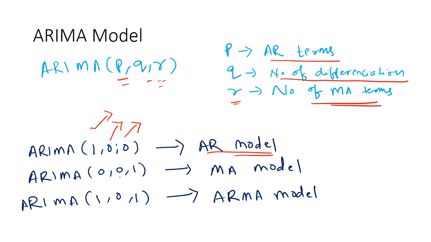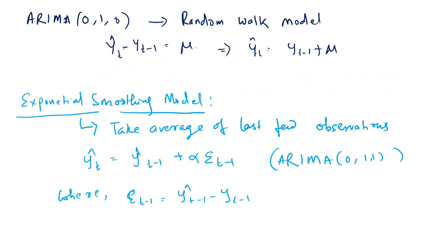Then ARIMA 0,0,1 is nothing but an MA model, because only MA terms are there. The autoregressive and differencing terms are 0. ARIMA 1,0,1: no differencing happening, but both AR and MA terms are there. So that's nothing but the ARMA model. Hence, these models, AR, MA, and ARMA, are special cases of the ARIMA model. That's why it's called a general time series model.